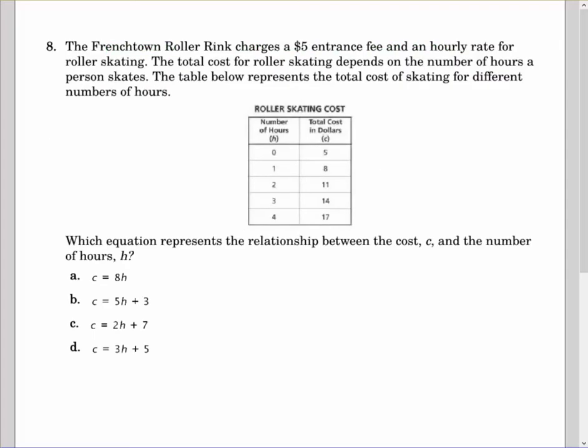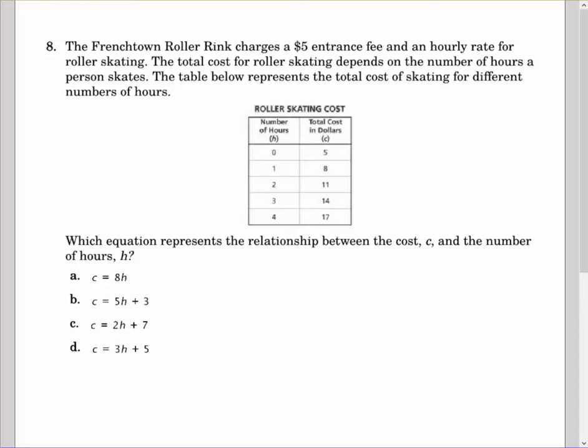All right, so now we're on question 8. It says the Frenchtown roller rink charges a $5 entrance fee and an hourly rate for roller skating. The total cost for roller skating depends on the number of hours a person skates. The table below represents the total cost of skating for different numbers of hours, number of hours H and total cost in dollars C. It says, which equation represents the relationship between the cost C and the number of hours H.